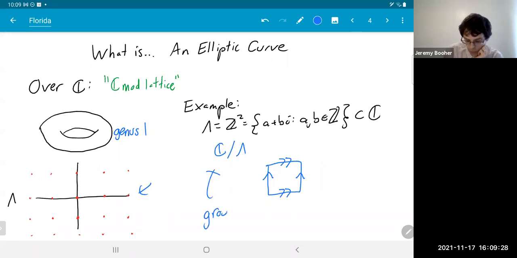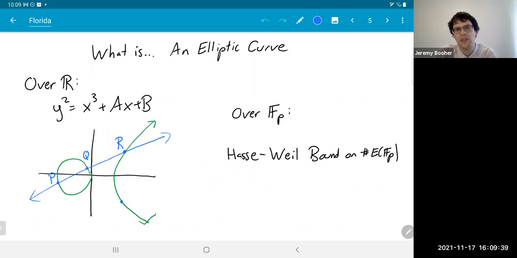You can add complex numbers, and so you can also add points on an elliptic curve if you have a group law. It's really useful. But it's not so clear what that should do here. It's definitely not just like taking points and adding up the coordinates.